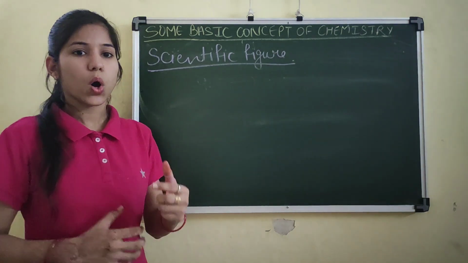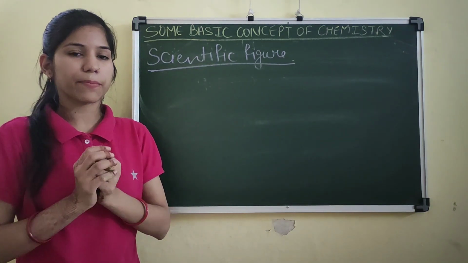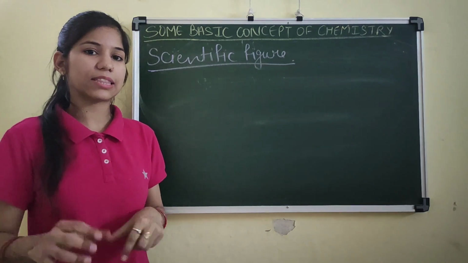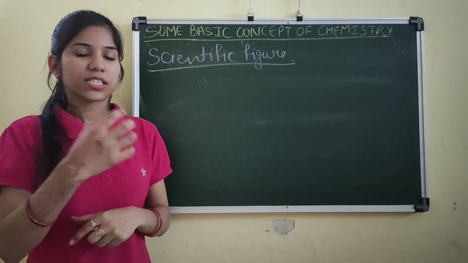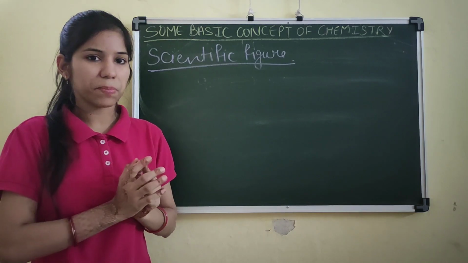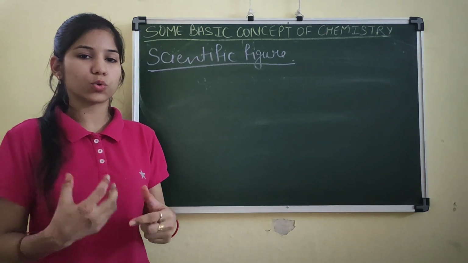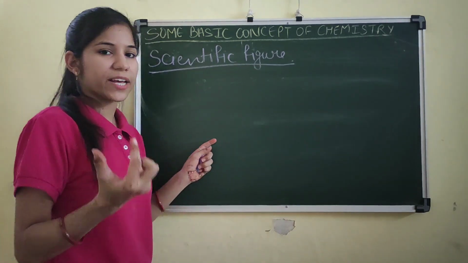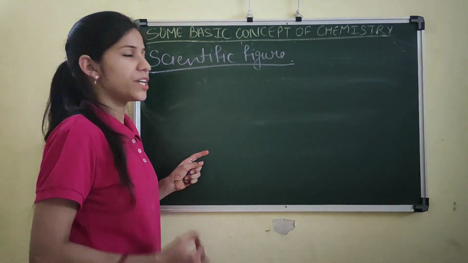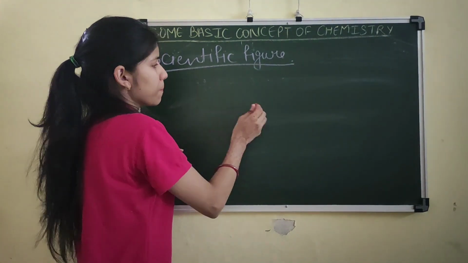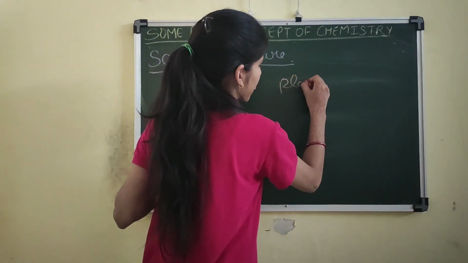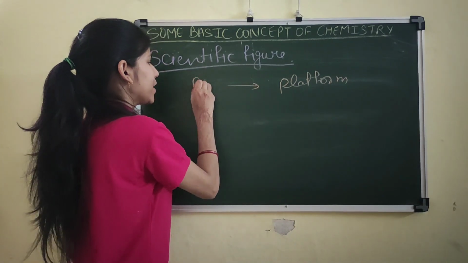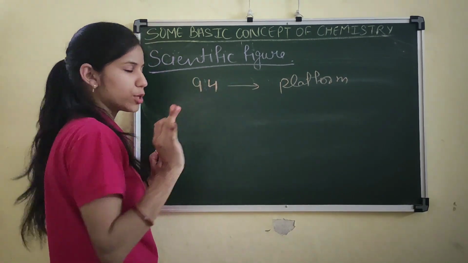Scientific figure. Some experimental measurements have some uncertainty because of limitations in the instrument and because some skills are not developed in every person, so some errors are made by the person. Like that, there is an object and we weigh this object on a platform balance. So it will be equal to 9.4.